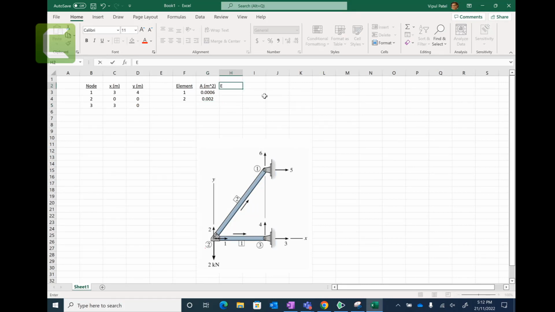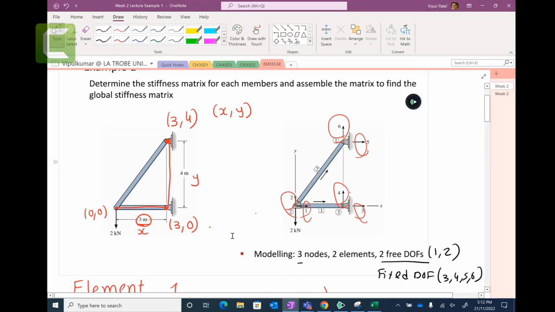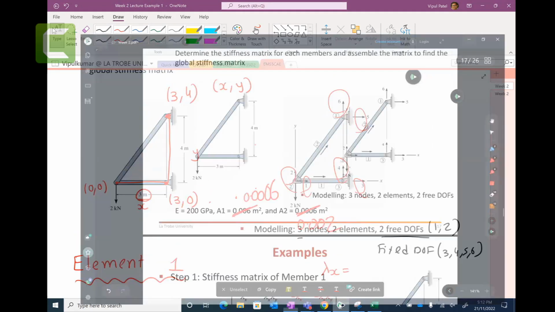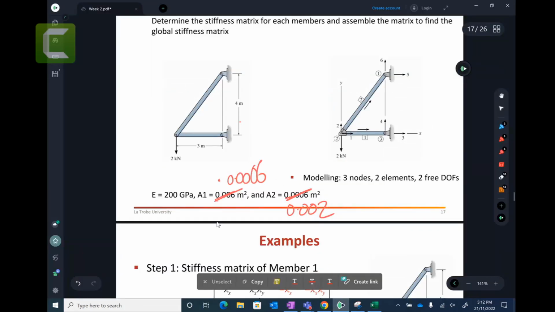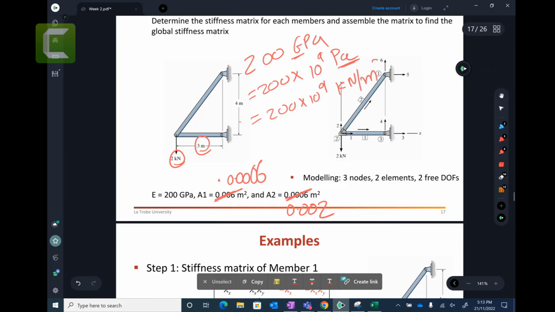Young modulus is given in gigapascal. So I need to explain that gigapascal story. How much is it? It is 200 gigapascals. We have this in kilonewtons and we need it in meters, so we don't understand this gigapascals thing. Giga means 10 to the power 9 pascals. 200 times 10 to the power 9 pascals, I can write as Newton per meter square.